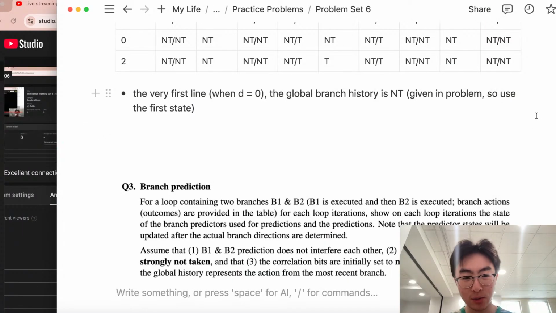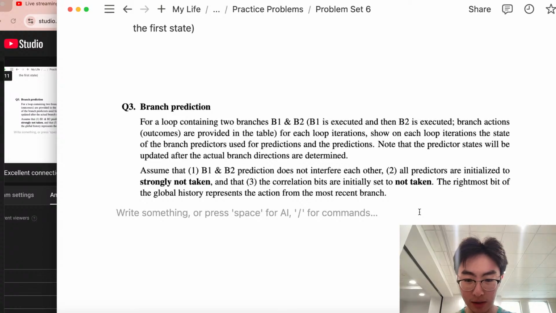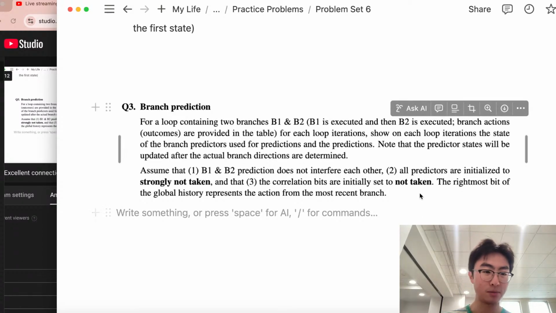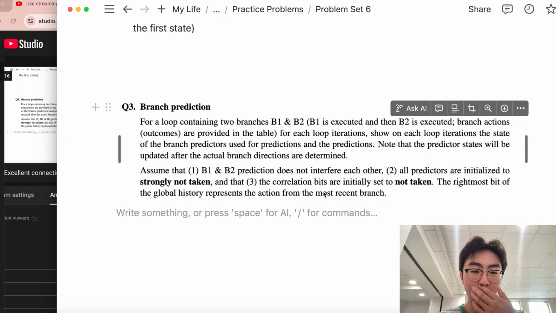But I have this quiz tomorrow for computer architecture, so I'm going to take some time today, 30 minutes before class, to just go over some practice problems.